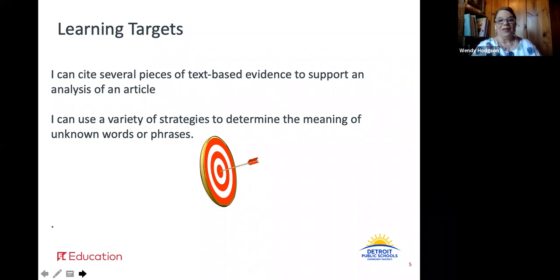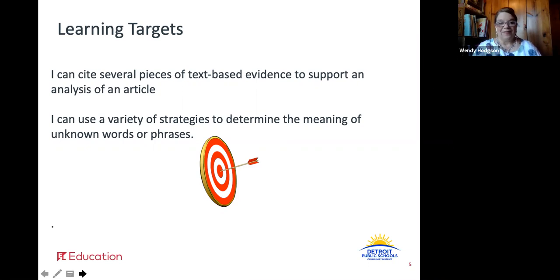Great. We're going to begin with your learning targets today, and there are 2. The first one is, I can cite several pieces of text-based evidence to support an analysis of an article. So we're going to read an article, and you're going to be looking for evidence that is in that text, several pieces of it.